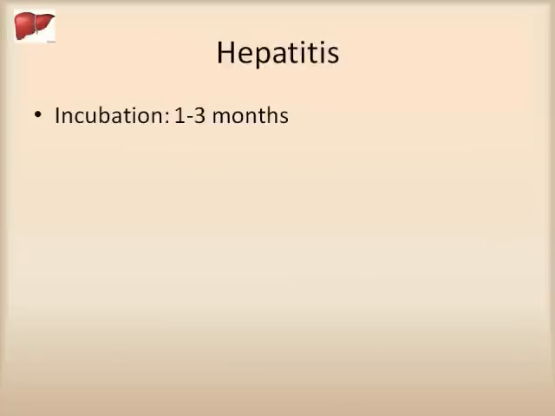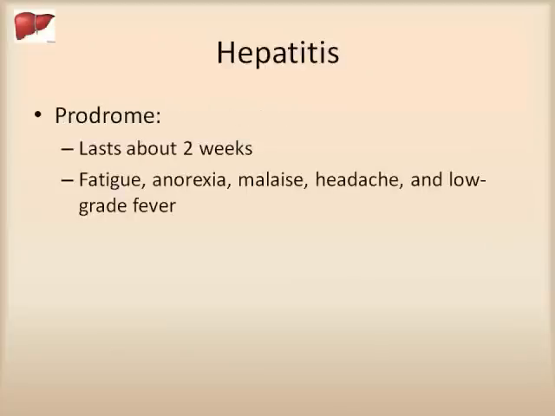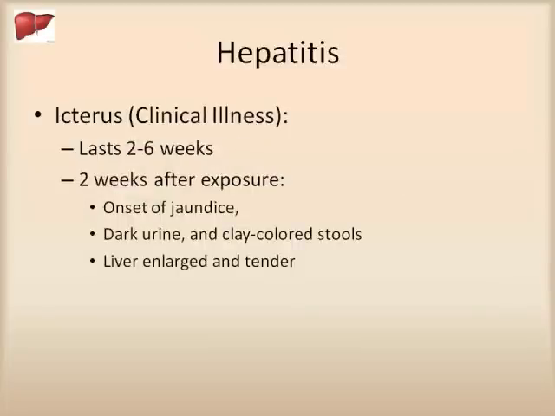Okay, the course of the disease. The incubation period for hepatitis is 1 to 3 months. The prodrome lasts about 2 weeks. And as you look at the list of symptoms here, don't they look like a lot of other diseases' prodromes? Fatigue, anorexia, malaise, headache, low-grade fever, just not feeling good. The clinical illness is called icterus in hepatitis, and it lasts 2 to 6 weeks.